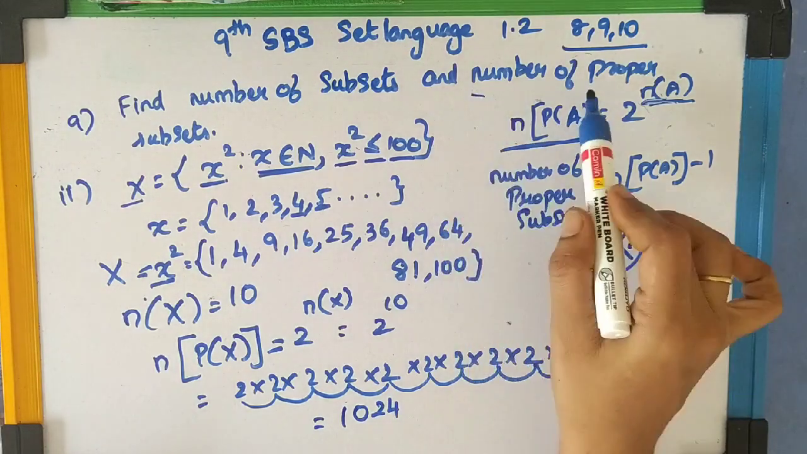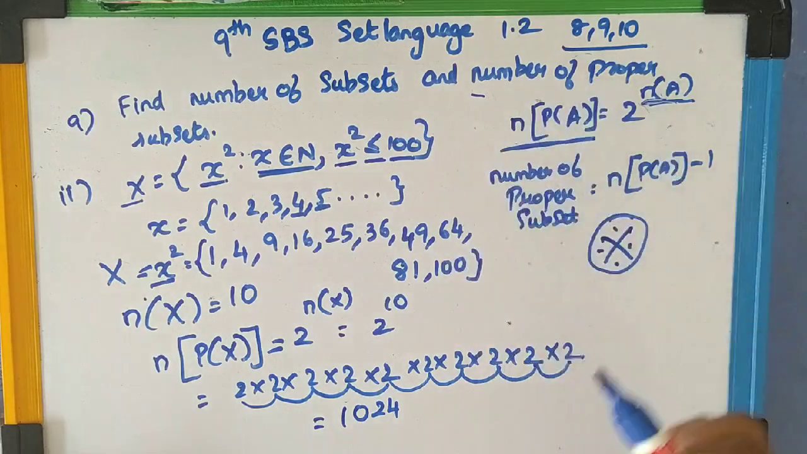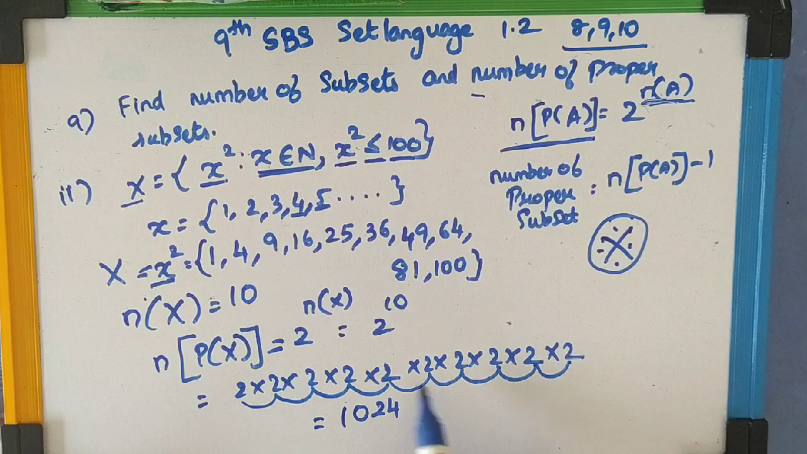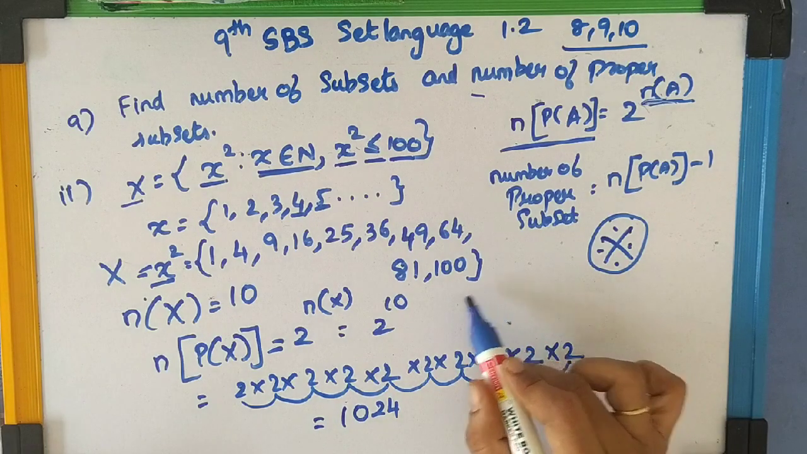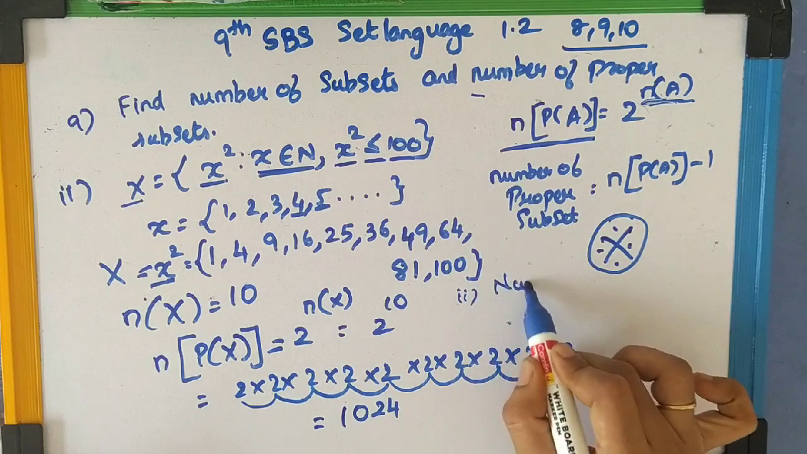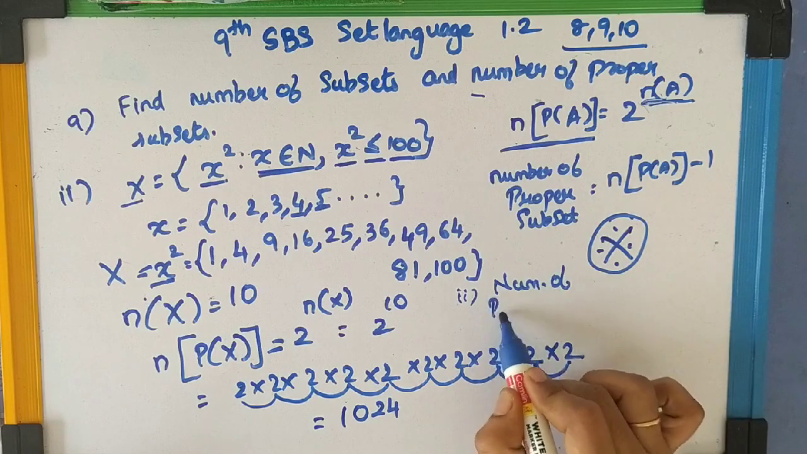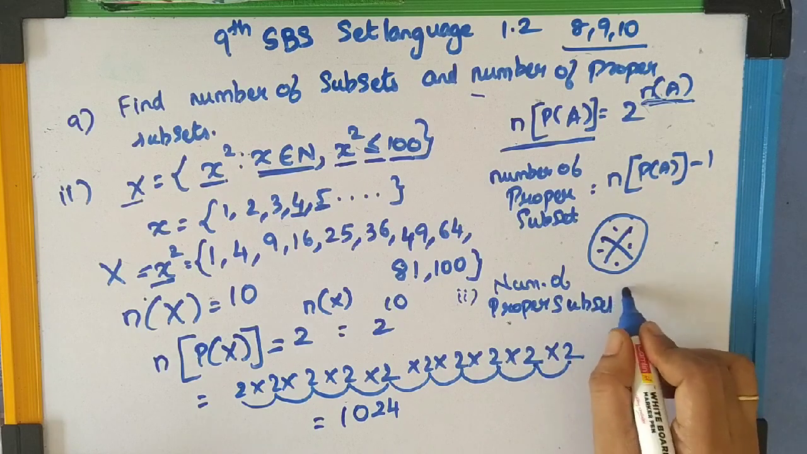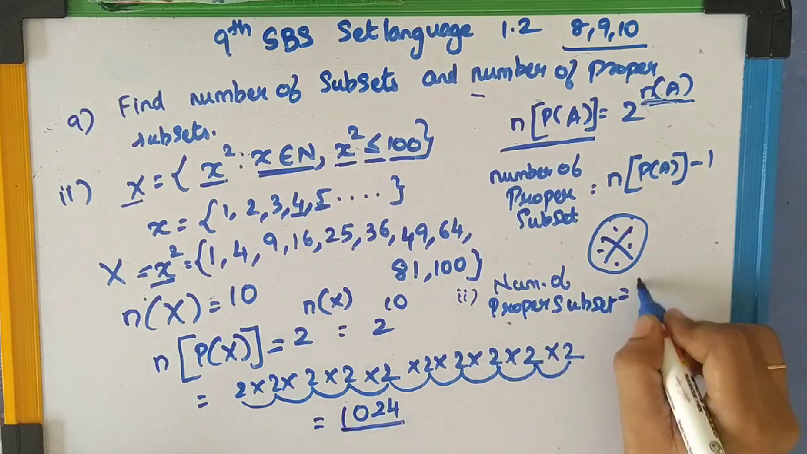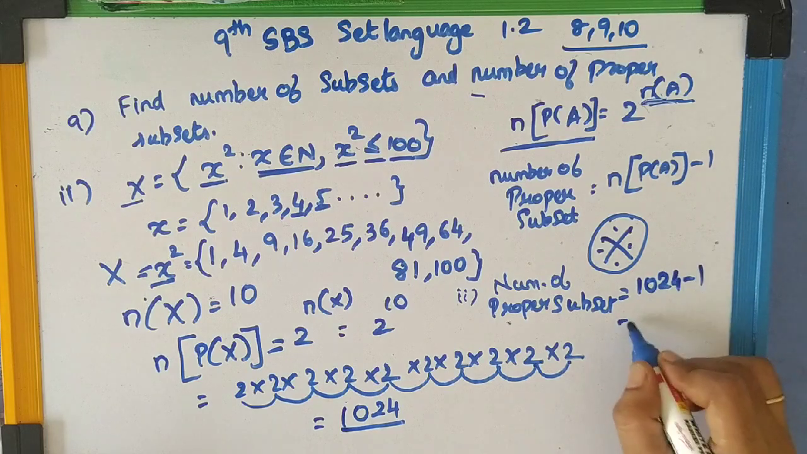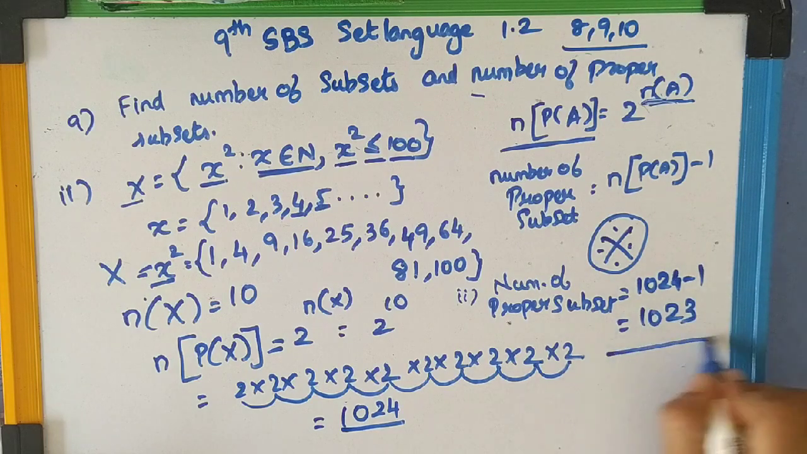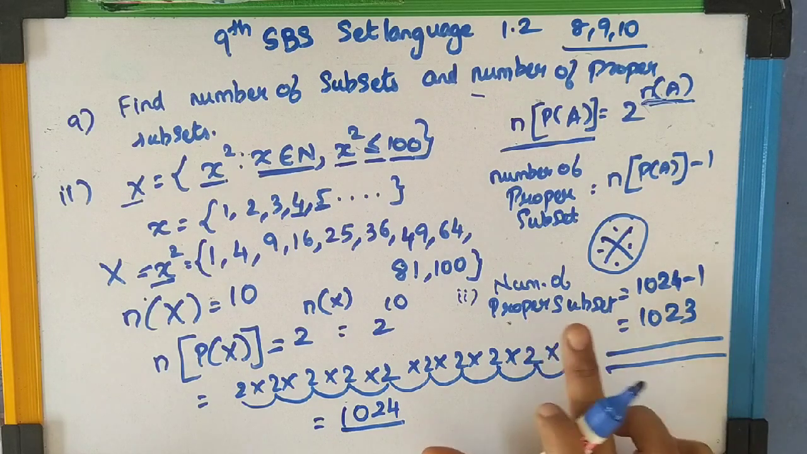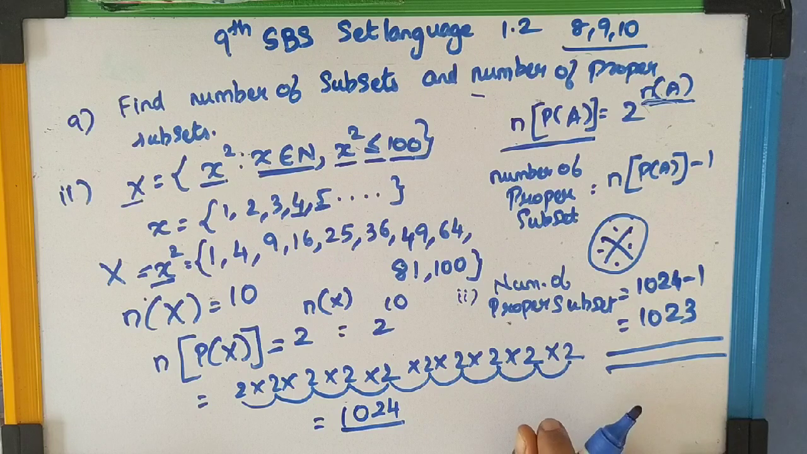Now, what is the number of proper subsets? It's nothing but number of subsets minus 1. So the number of proper subsets is number of subsets minus 1. That is 1024 minus 1. That is 1023. Are you clear? If there is any doubt, comment below. I will clear it again for you. So the number of subsets is 1024. Number of proper subsets is 1023.